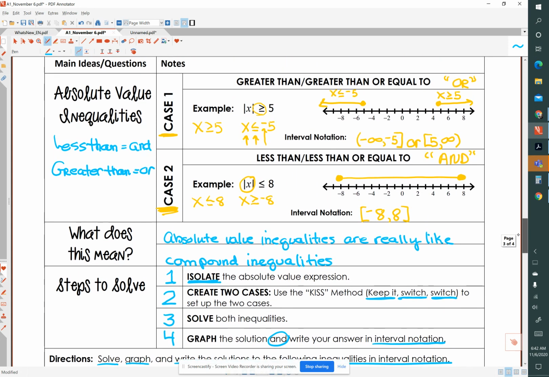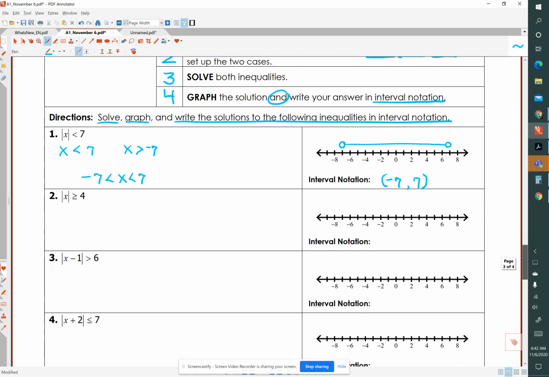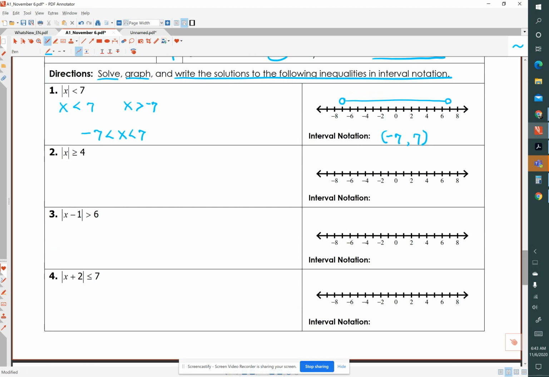Okay, so let's go back to our notes. This is the and type. Less than are like the ands, greater thans are like the ors. So that's the and type. We have a connected graph because let's just review something here. If we have x is less than 7, that would be this graph going to negative infinity. That's x is less than 7.